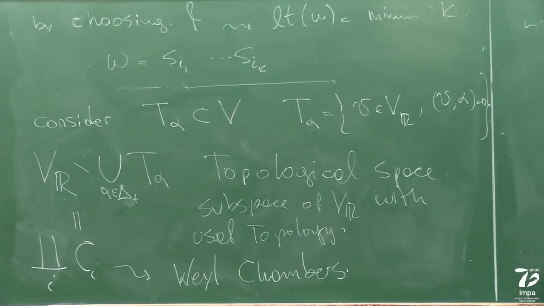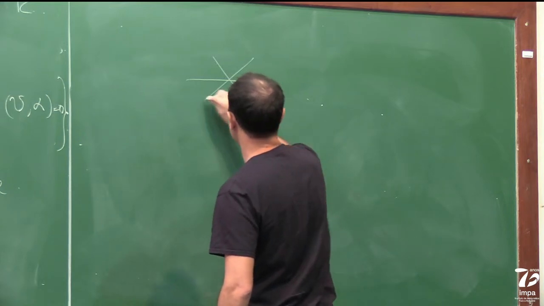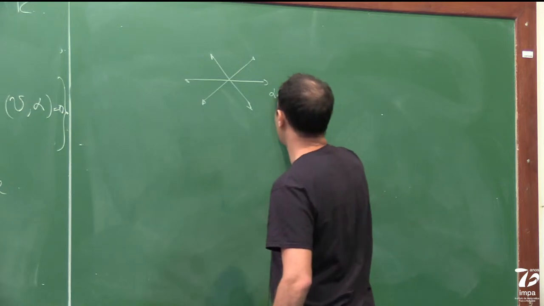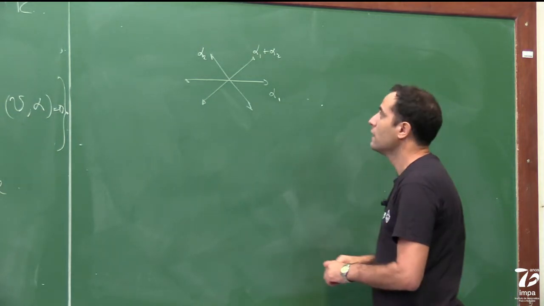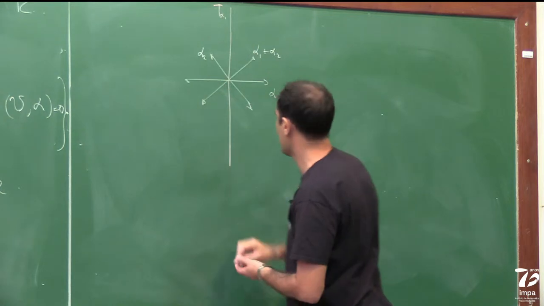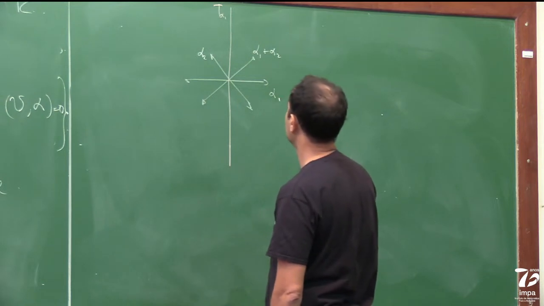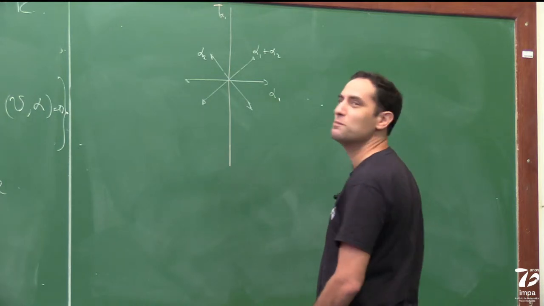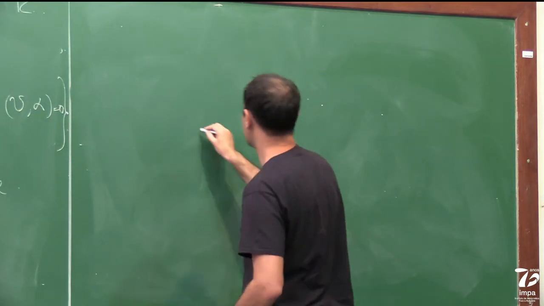OK. So let's do some examples on this. So let's take rank two systems, which are the only ones that I can draw. If we look at A2, the root system looks like this. So here are the simple roots, alpha 1 and alpha 2. And this is alpha 1 plus alpha 2. And these are all the positive roots. And T alpha 1 is this perpendicular space, so this is T alpha 1. T alpha 2 is, I'm horrible at drawing. This looks like 90 degrees, and this shouldn't be 90 degrees. Let's draw this properly.